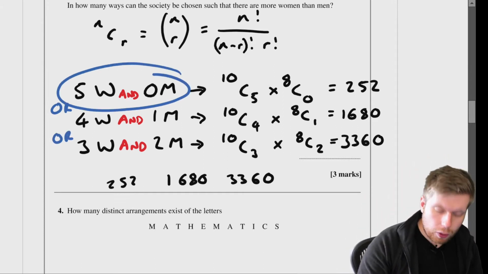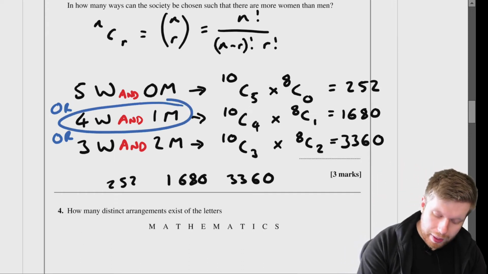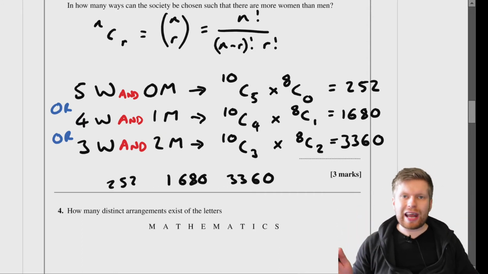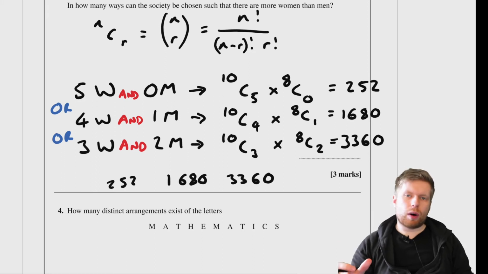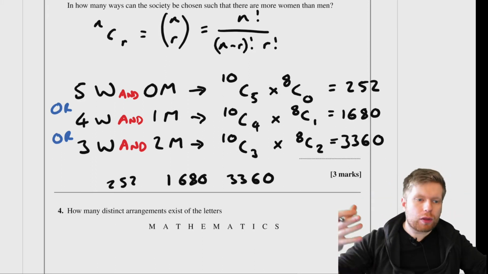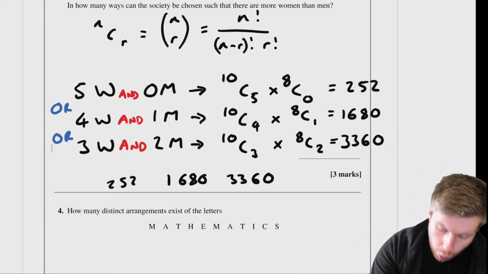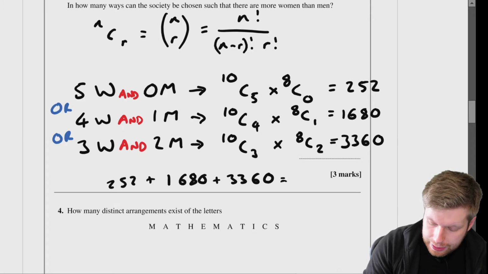So we can either have all 5 are women and no men, or we can have 4 women and there's only 1 man. Okay, we can't have both of those at the same time. We can't have both 5 women and no men and 4 women and 1 man. We can either have this one or this one. They're mutually exclusive. They can't happen together. So therefore, if it's an or situation, we need to add all of these numbers together. Okay, so let's see what we get.